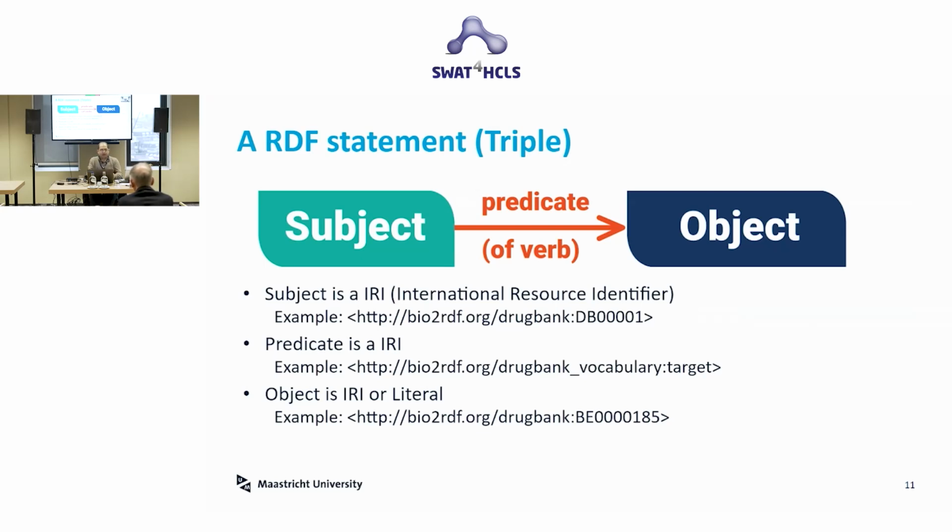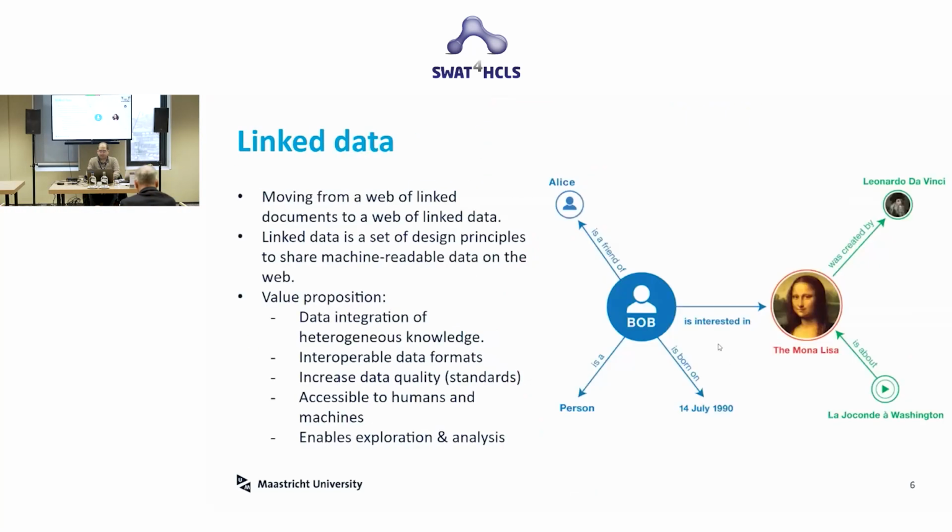And you can imagine every time the graph is a set of triples. So every time you add another triple to the graph, you extend it in a way. Here, if we start our graph with one triple, which is Bob is interested in the Mona Lisa, and then we add another triple that says Bob is born on this date, there is no redundancy here because the IRI of Bob is unique and it was already there in the graph. So when we add a new triple, only the predicate and the object of the new triple are added.